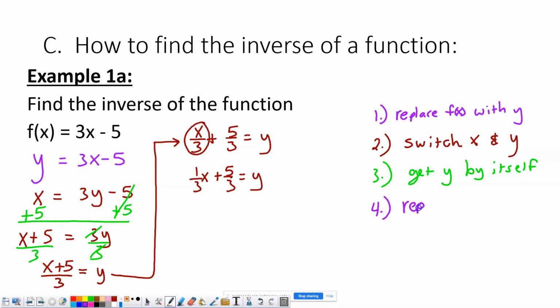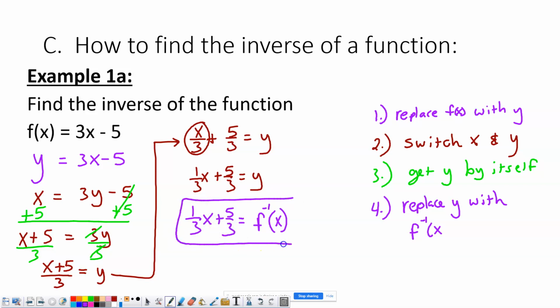Now we're going to replace the y with the inverse function notation. So here's what I mean by that. I'm going to replace y with f inverse of x, and we have that. Okay, so there's my inverse function.